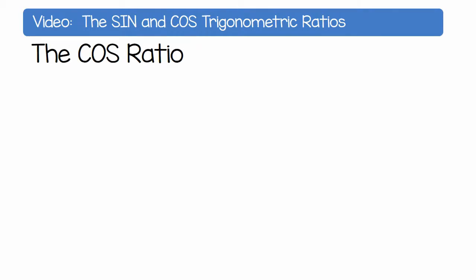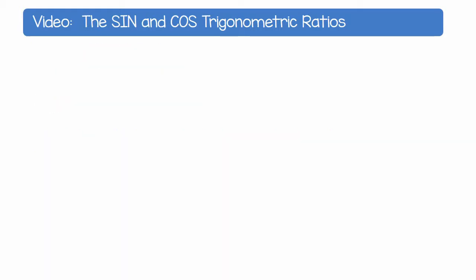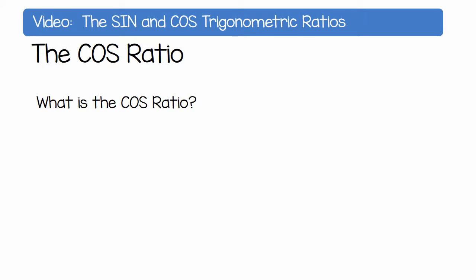The cos ratio. What is the cos ratio? The cos ratio is a ratio between the hypotenuse and the adjacent side of a given angle in a right triangle.